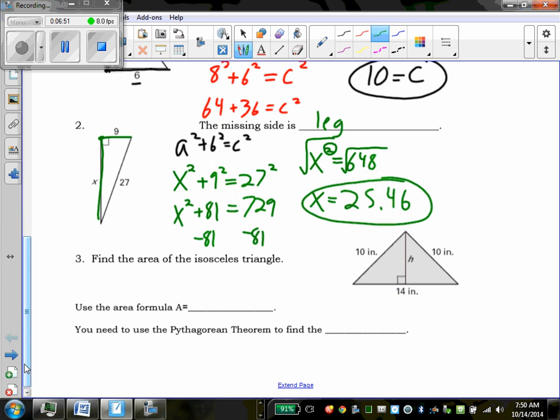All right, next problem. Find the area of the isosceles triangle. Well, we're going to need to know a little bit of outside information that's going to definitely come into play later this year. Remember that the formula for the area of a triangle is 1/2 base times height. The height of this triangle is this length h here, and the base is this length here of 14.